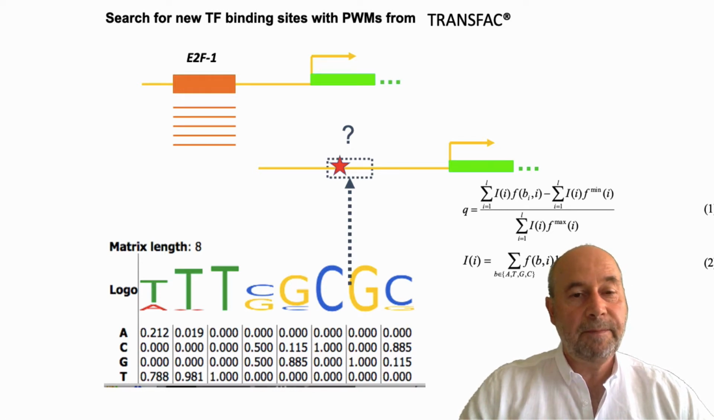In case of a SNP, the nucleotides are changed, and accordingly, the score of the binding site either drops or increases. So we get either a gain or a loss of the binding site.